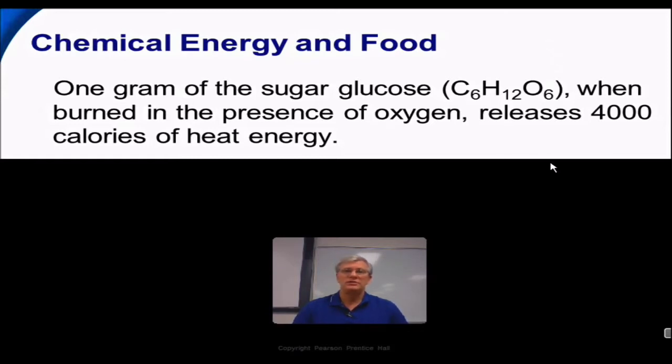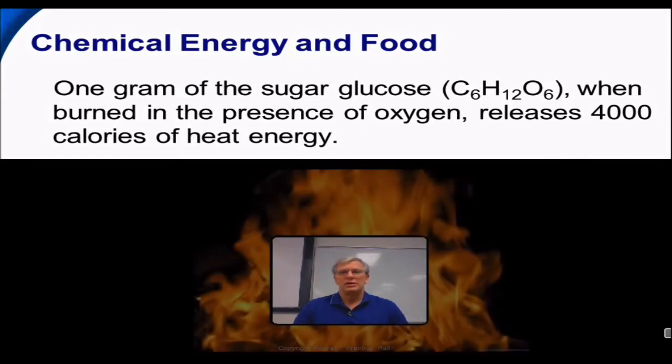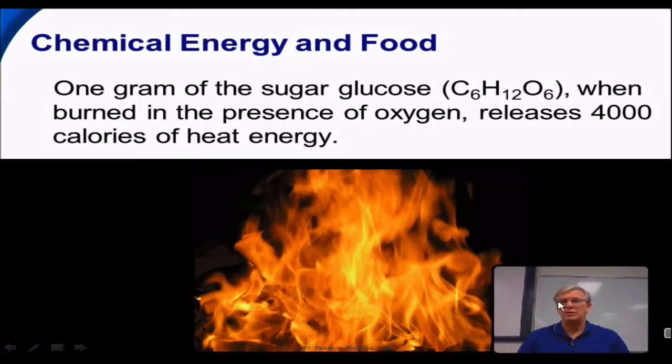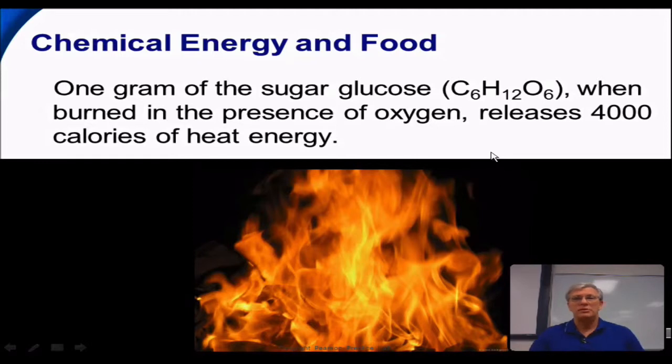1 gram of glucose, for instance, C6H12O6, can be burned in the presence of oxygen, and it will release 4,000 calories of heat. The problem is, if our bodies utilized glucose as their energy source, we'd catch on fire. That is way too much energy for our cells to use for the activities that it puts on. So the energy in glucose has to be broken down into smaller packets of energy. And if you recall me talking about the $10 bill, glucose is a $10 bill, we need to break it down into quarters, which would be analogous to ATP.